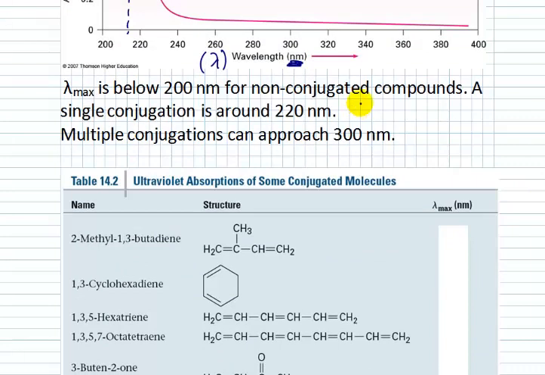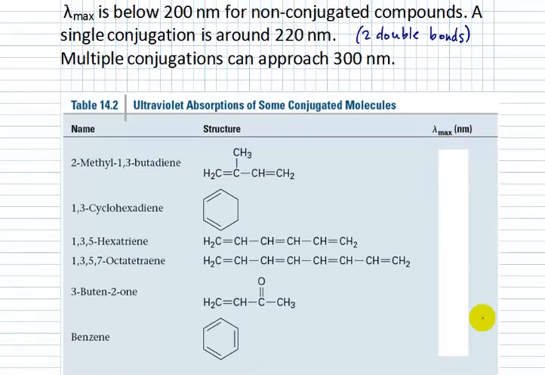Single conjugation means 2 double bonds. You can't just have one double bond conjugated. Just to clarify that, here are 2 double bonds that are conjugated. It's a 2-methyl-1,3-butadiene. Okay? So let's predict. I have this box here covering up the actual values. So I'll say about 220, just based on those rules.